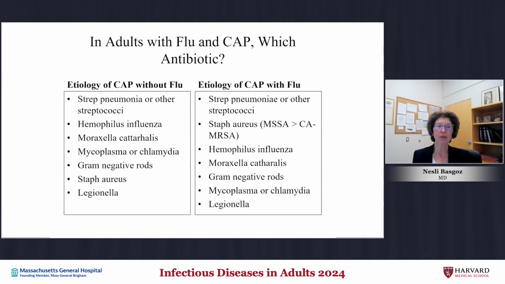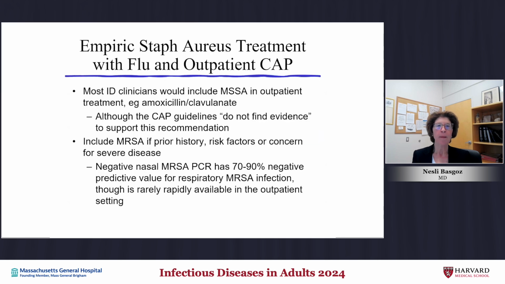Why should you include Staph aureus? And that's because in the etiology of community-acquired pneumonia without flu, Staph aureus is 5th or 6th on the list. But after the flu, although pneumococcus remains the most common, Staph aureus moves up to number 2. And MSSA is still more common than community-acquired MRSA in most settings. But in your setting, it might not be.